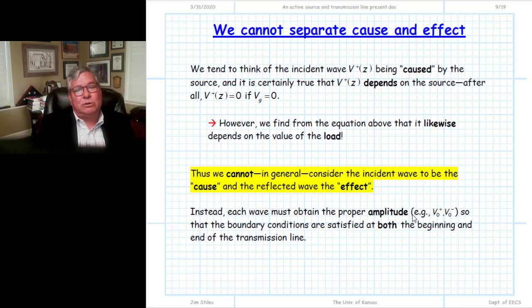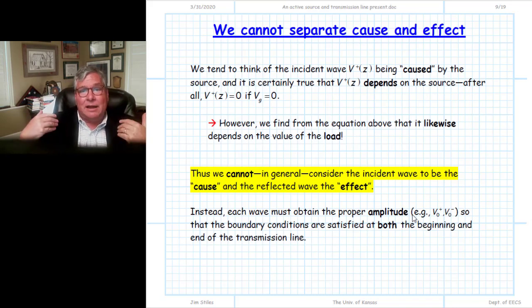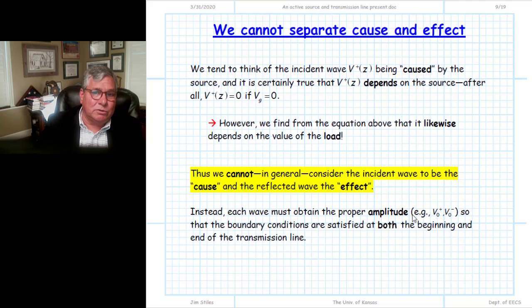And that steady state solution is a solution that will satisfy the boundary conditions on either end of that transmission line. And so we, again, cannot say that the plus wave creates the minus wave or the minus wave creates the plus wave. They each interact with each other. And the previous equation that we showed relating V0 plus to V0 minus and the source voltage VG is really a statement of the mathematical coupling between all of those phenomena.